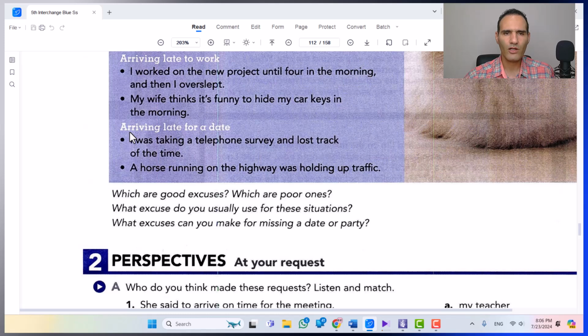And arriving late for a date. I was taking a telephone survey and lost track of time. Lost track of time means I forgot how time flew or how fast time flew. So lose track of something, lose track of time. For example, you see, 45 minutes is gone and I didn't realize. I lost track of time. Or a horse running on the highway was holding up traffic. So a horse coming on the highway and it was holding up traffic, or it was stopping traffic. It didn't let vehicles move.